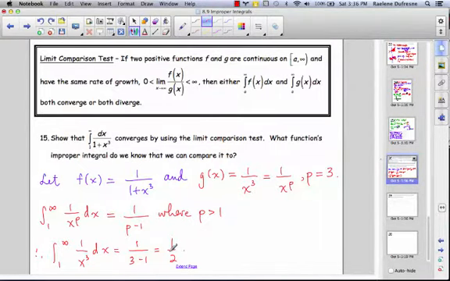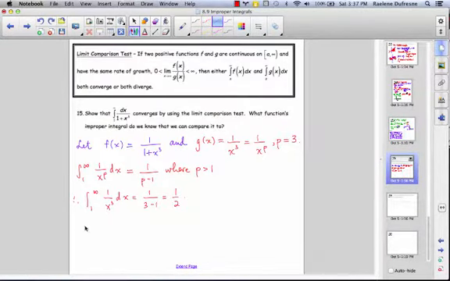Now what we need to do is confirm that f and g have the same rate of growth, and therefore by the limit comparison test, the definite integral given for the f of x function will also converge. So to compare the rate of growth, we need to evaluate the limit as x approaches infinity of f of x over g of x. We could also do g of x over f of x. It wouldn't matter which one we put on top.